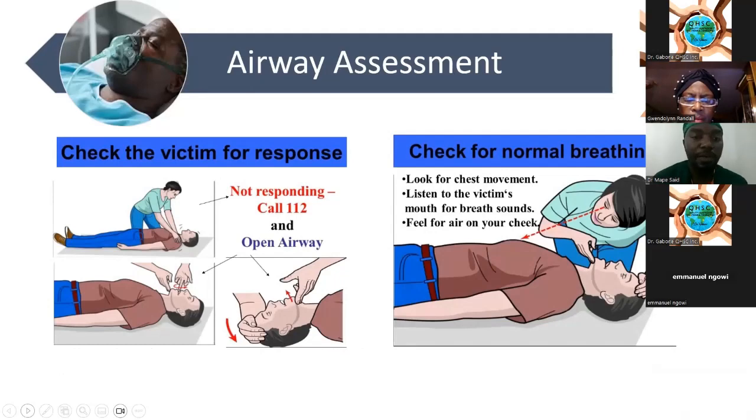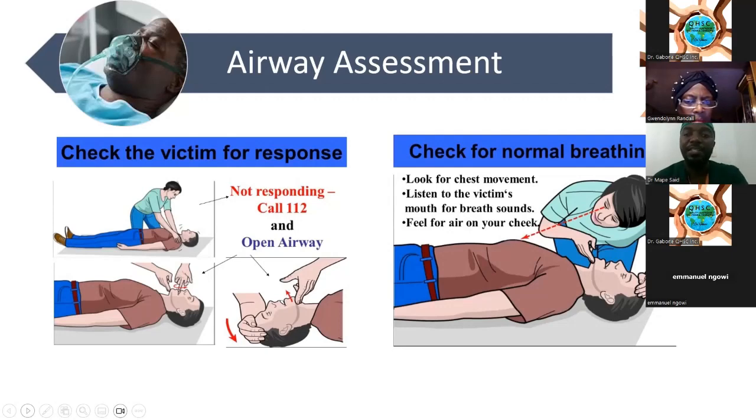So if you find someone lying on the ground, we encourage you also to call for help. Meanwhile, you want to open the airway of that patient. How are you going to do so? By chin lift or jaw thrust.